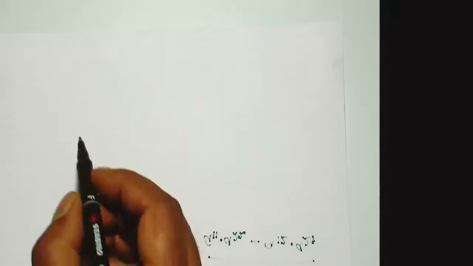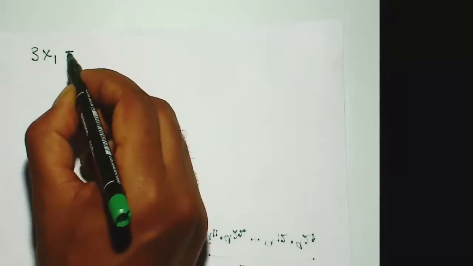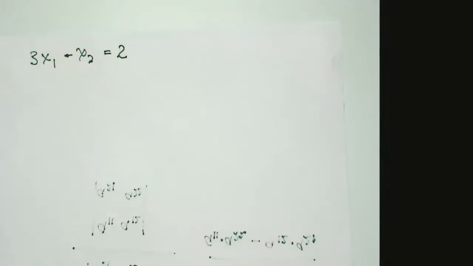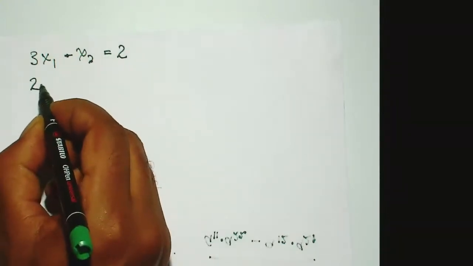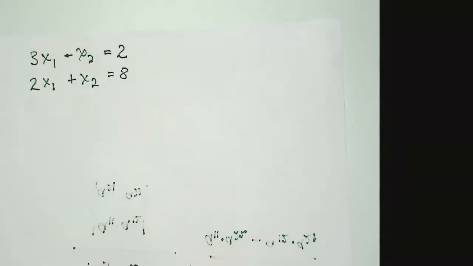Now we will look at a numerical example which would give you an idea of how you can use Cramer's rule to solve a system of two linear equations. So we would have 3x1 minus x2 is equal to 2. That is our first linear equation. The second linear equation is 2x1 plus x2 is equal to 8. Here you have two endogenous variables x1 and x2, and you are asked to solve for the values of x1 and x2 using Cramer's rule.